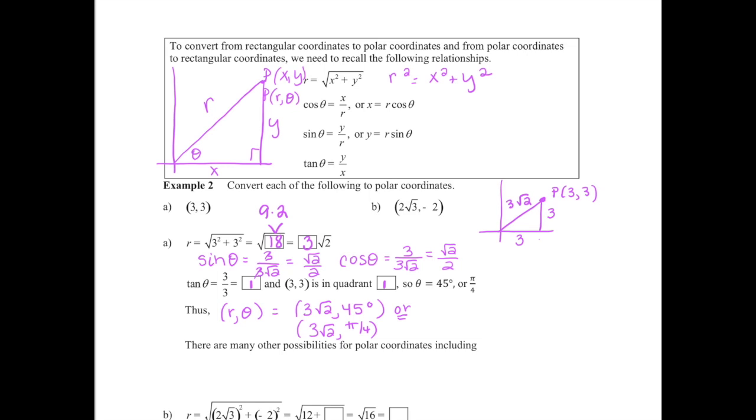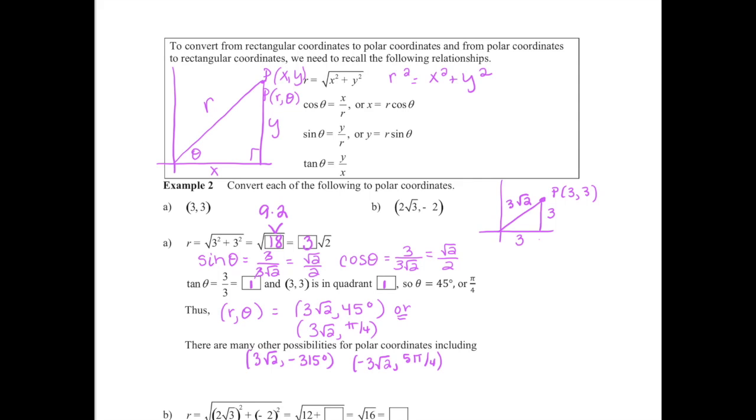Note that there are many other possibilities for our polar coordinates, because we know that there's many different locations that have that exact same point value. We could think about using 3 square root 2, negative 315 degrees. We could even look at negative 3 square root 2, 5 pi over 4, which would reflect across for us. So there are many different possibilities with polar coordinate systems.